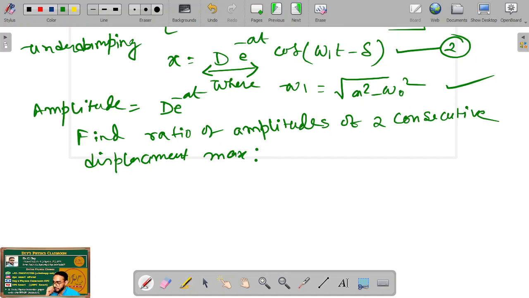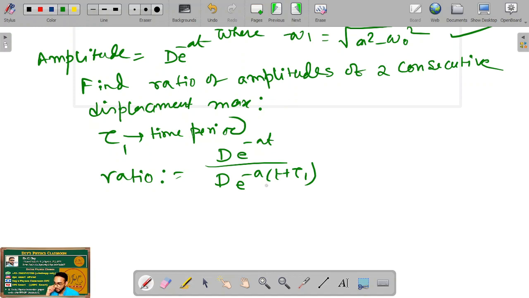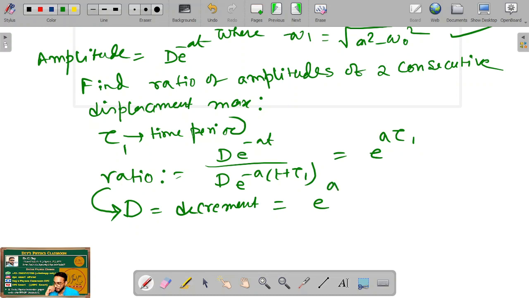So we will find out the ratio of amplitudes of two consecutive displacement maxima. Suppose after the time period tau 1 we will find two consecutive amplitude maxima for two different displacement maxima. So the ratio of the amplitudes of two displacement maxima would be d e to the power minus at divided by d e to the power minus a (t plus tau 1), where tau 1 is the time period. So it would be simply e to the power of a tau 1, and that ratio is denoted as decrement d, which is also called decrement, and that equals e to the power of a tau 1.